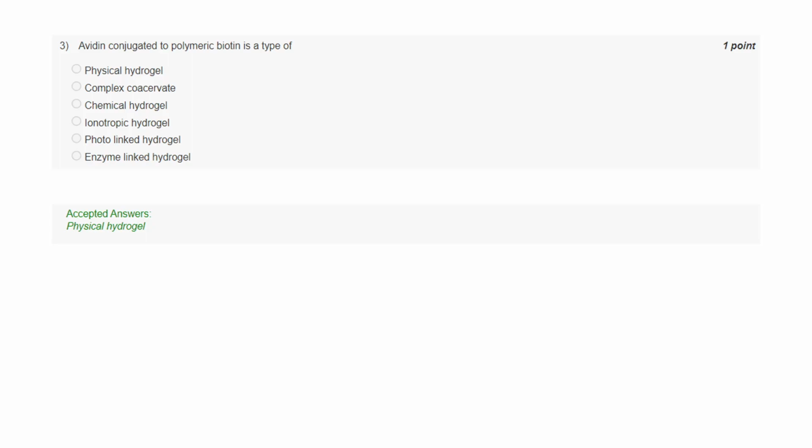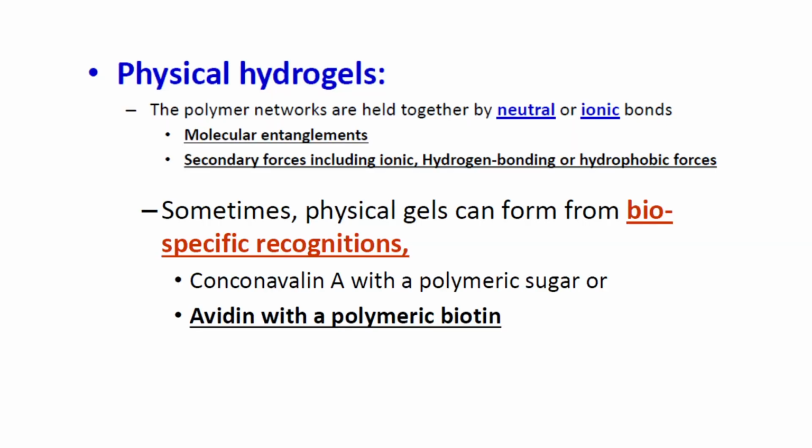Yeah, the right answer is physical hydrogel. So as I said, there are different types of hydrogels. Some can be physical hydrogels, some can be chemical hydrogels. In physical hydrogels, the polymer networks are held together by neutral or ionic bonds, or by molecular entanglement, or by a play of secondary forces such as hydrogen bonding. Contrary to this, chemical hydrogels will have very strong covalent bonding.